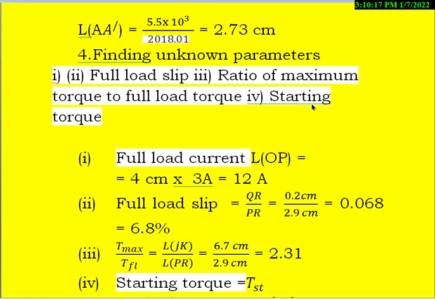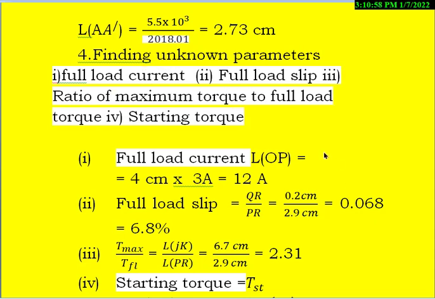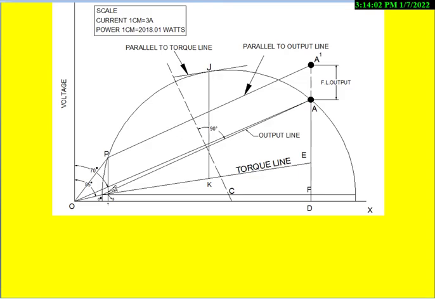So we have calculated the full load slip, the ratio of maximum torque to the full load torque, and the starting torque from the given data by drawing the circle diagram, and we also found the full load current from this circle diagram.